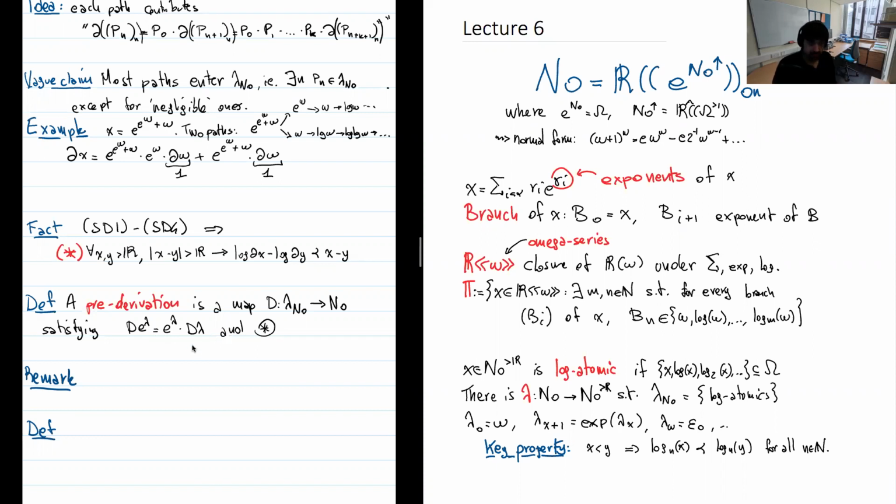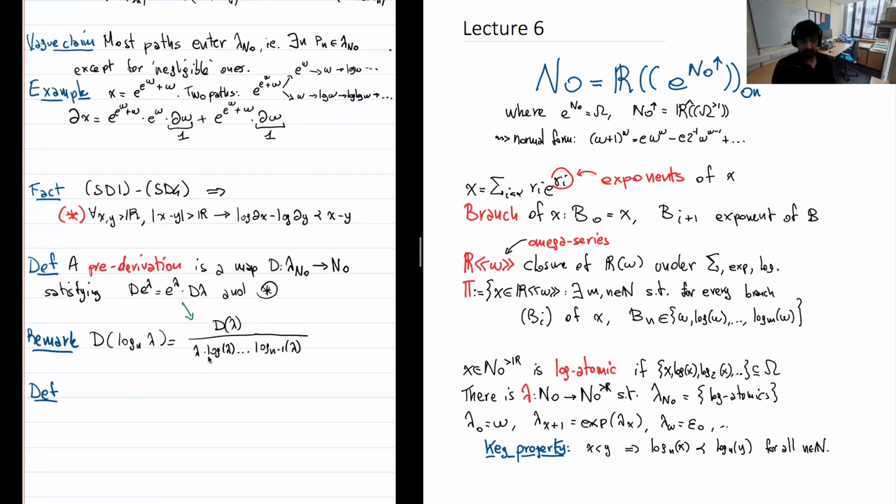Maybe just to show you what the derivation does, I can give you an easy example. Say I take a logatomic lambda. I take log_n of lambda and I apply a pre-derivation. Then by this rule, I know that this must be equal to D of lambda divided by lambda times log of lambda all the way up to log_{n-1} of lambda. It's just a simple example, and that follows directly from this rule here. Now my claim is that the pre-derivation is the basic piece of information that gives me a derivation on all of the surreal numbers.